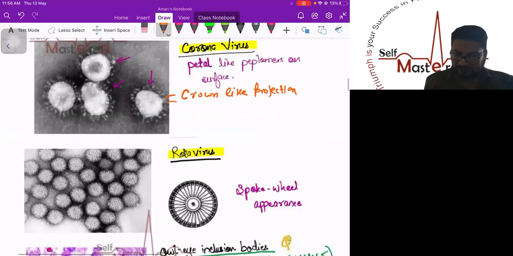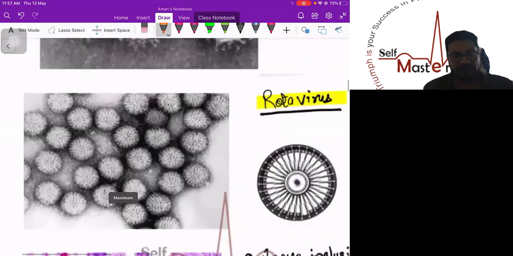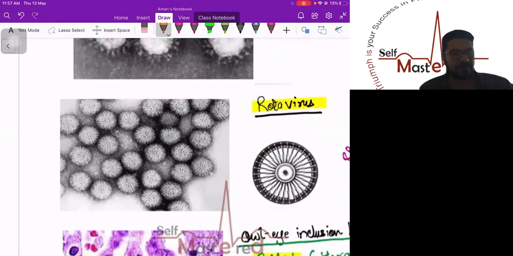Then understand this. If you see the spoke wheel appearance, we call this rotavirus. You can see this in case of rotavirus. You know, rotavirus is the most common cause of diarrhea in children. So this is about rotavirus.